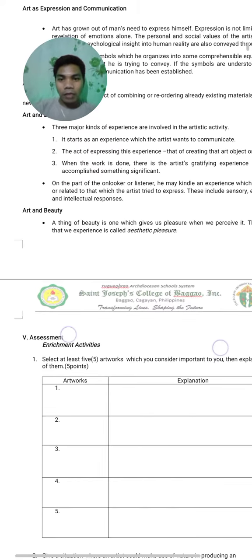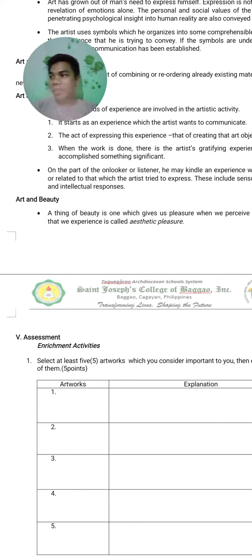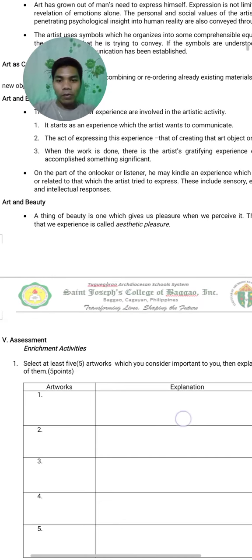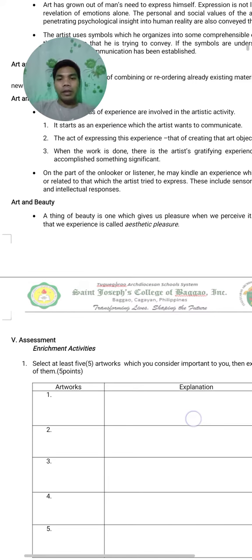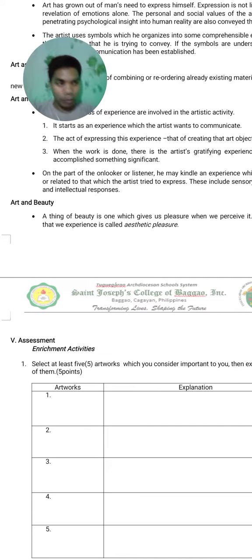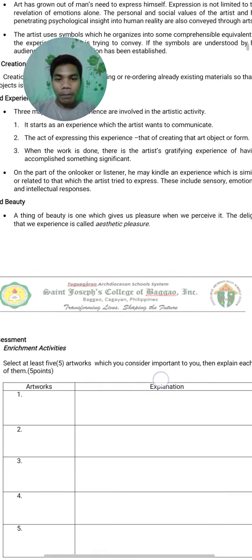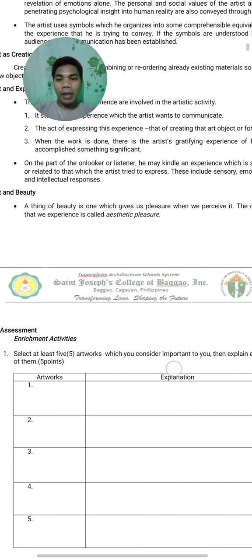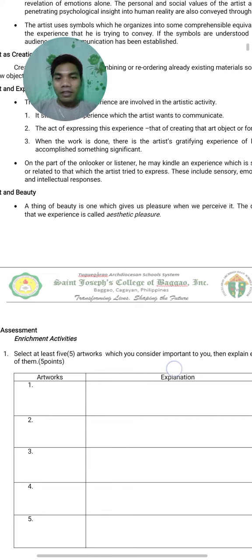And then the last one is art and beauty. So we also have another term for this one. We say it aesthetic. Art is aesthetic ba? Bakit sinasabi natin na ang art daw ay aesthetic or beauty? So it says there from this definition, a thing of beauty is one which gives us pleasure when we perceive it. The delight that we express is called aesthetic pleasure.